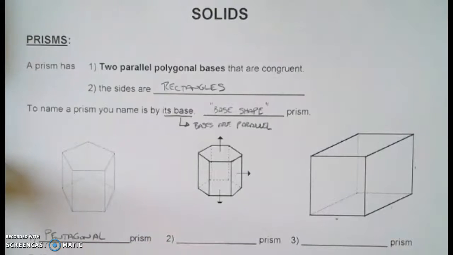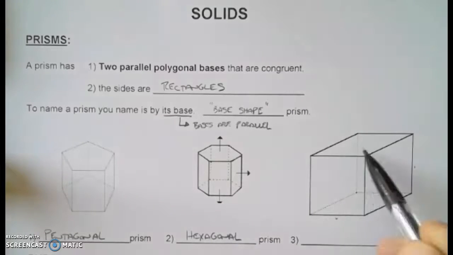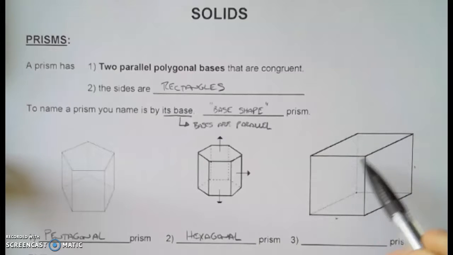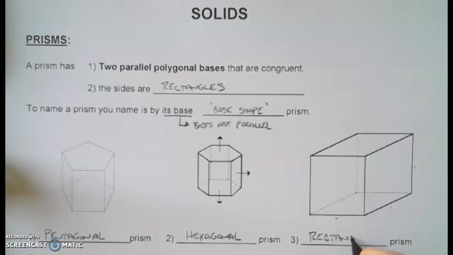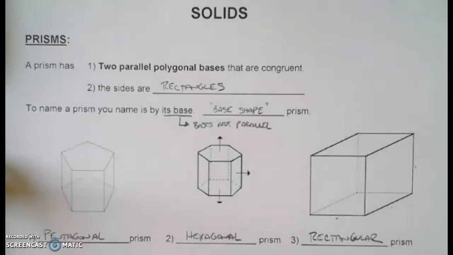That's a pentagonal prism. The next prism, again, we're looking at the top and bottom faces because they're parallel to each other. 1, 2, 3, 4, 5, 6 sides on each of those, which is called a hexagon. So this one is called a hexagonal prism. Again, the word hexagon with AL at the end, hexagonal. And then the last prism, again, we're looking at the top and bottom faces here. They're parallel to each other, and we can see that those are rectangles. So we would call this a rectangular prism.